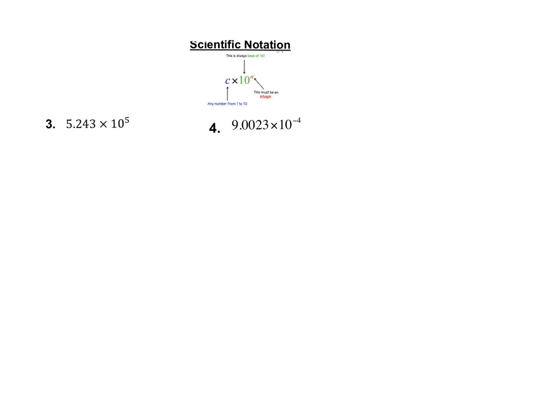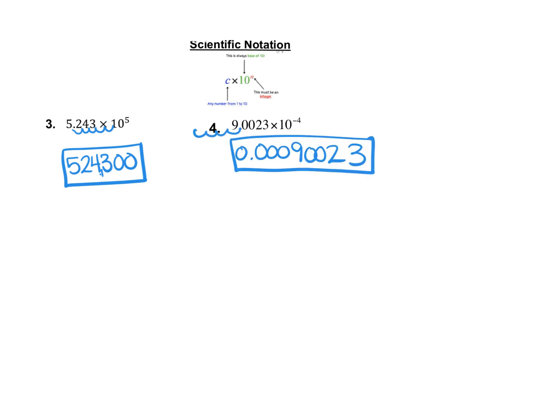All right, so for question number 3, hopefully you moved the decimal 5 places to the right, giving you a number, let's see, what would this be? 524,300. And hopefully for number 4, you saw that because we had a negative exponent that we were moving it to the left, and so we had to move the decimal place 4 places to the left, making sure that we've got our decimal point right there. So 0.00090023 would be your answer.